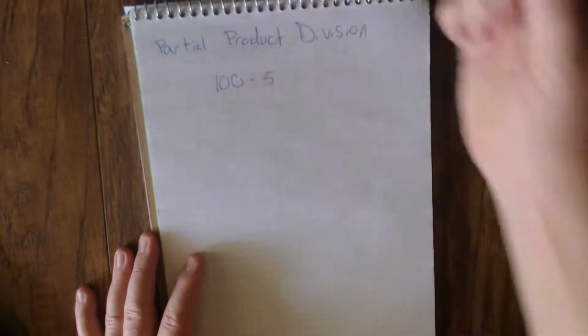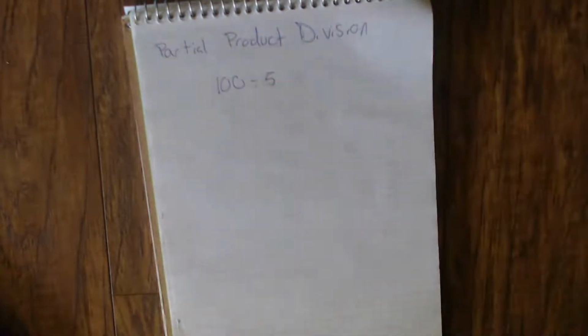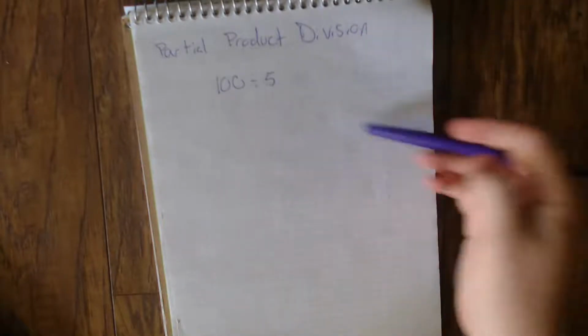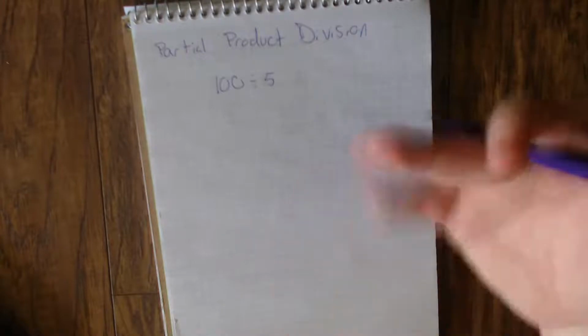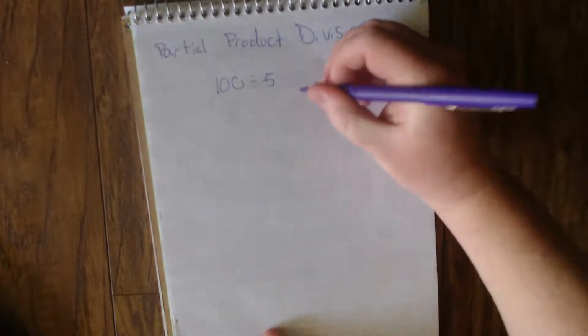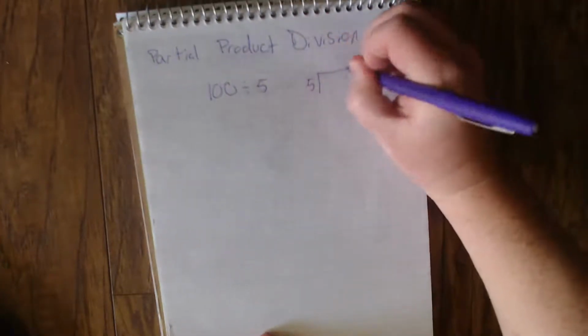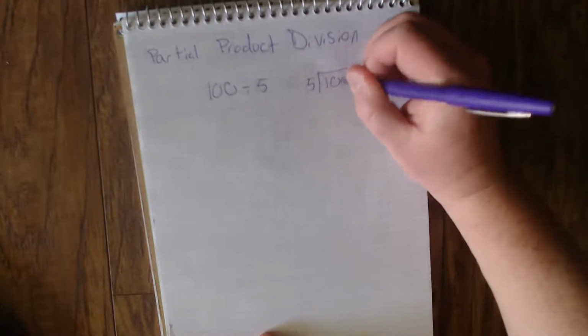divided by 5. Now, partial product division, yes, you could do repeated subtraction and get your answer with this. This number is still not too big to where we wouldn't be able to do that. However, there's another thing that we could do. So we're going to write our division problem. So it's 5 divided into 100.